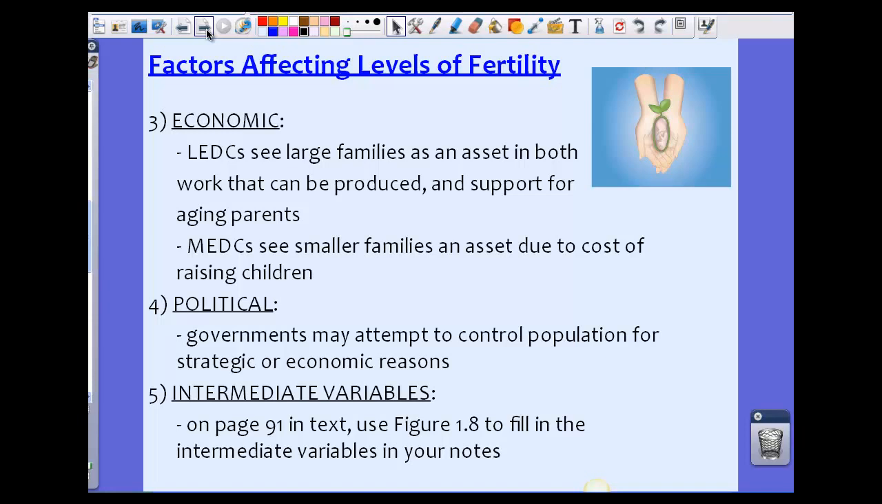Now, there are also intermediate variables that you'll need to go into your textbook for. Page 91 in your textbook has that information. I left it blank for you so you can fill it in. So on page 91 in your textbook, use figure 1.8 to fill in those intermediate variables into your notes. Pause the video now so you can do that.